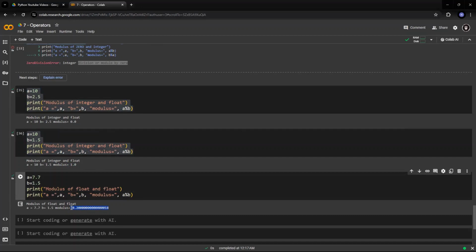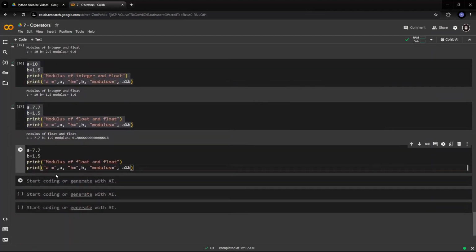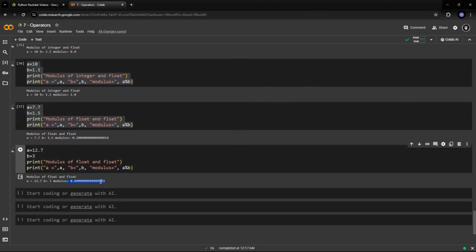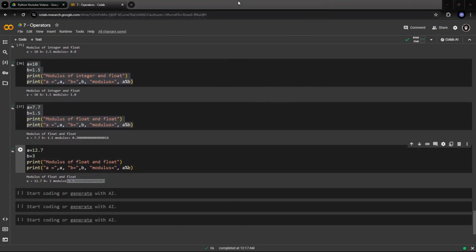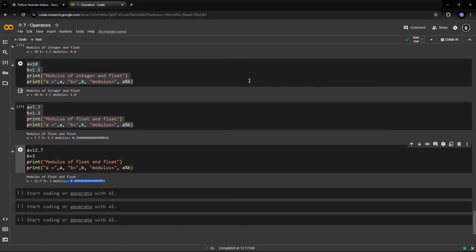So it gives me a decimal number, a floating number. Let's see what happens if I have a float in the numerator and an integer in the denominator. Okay, it gives me a float. So the mod value of an integer and a float will always be a float. Python doesn't accept a complex number as an operand in modulus, so it throws a type error.